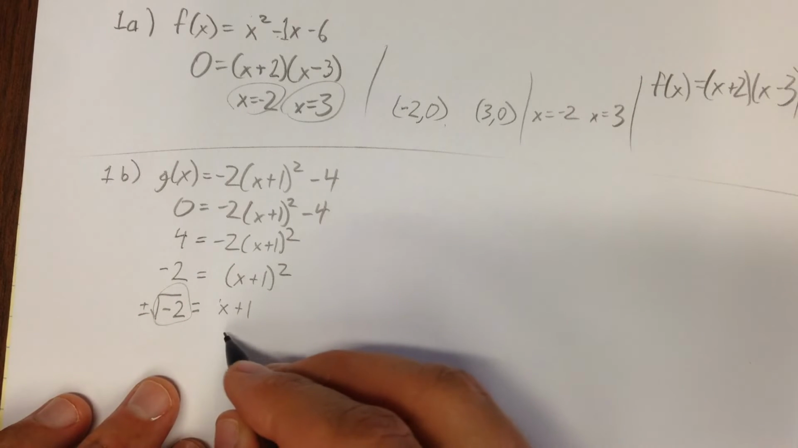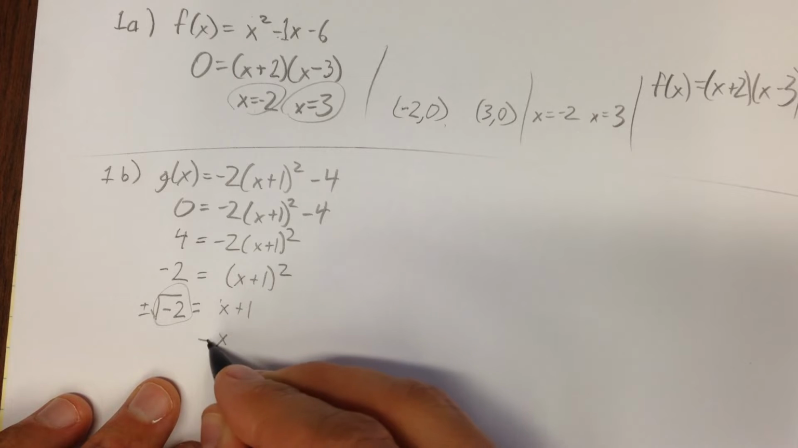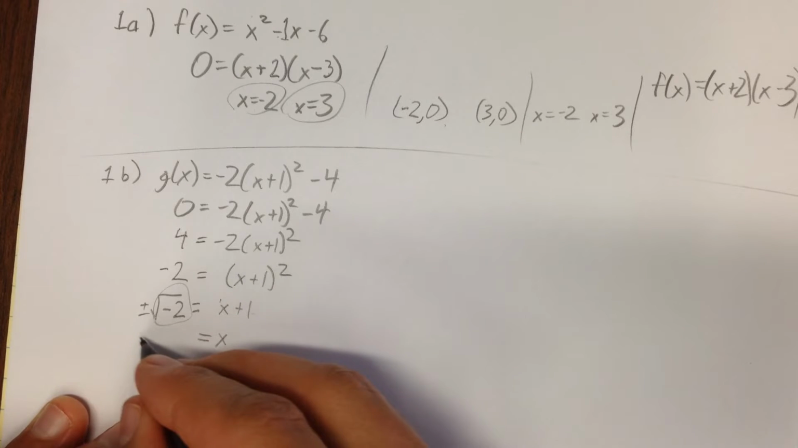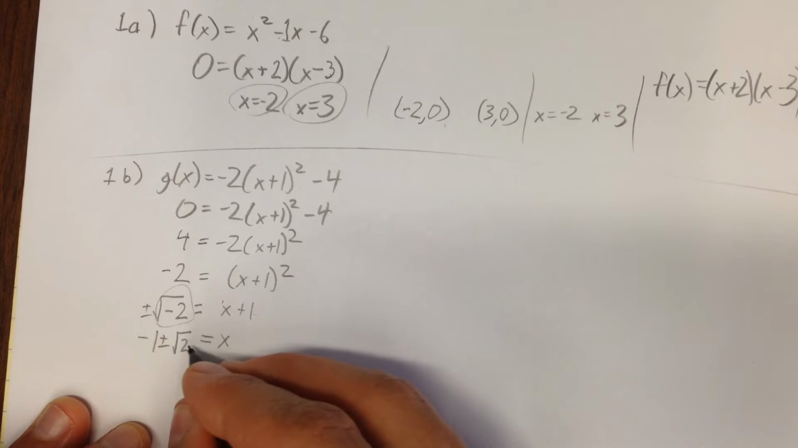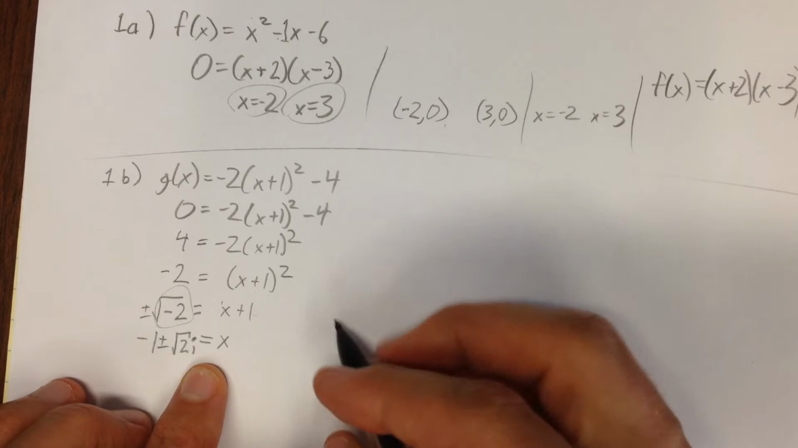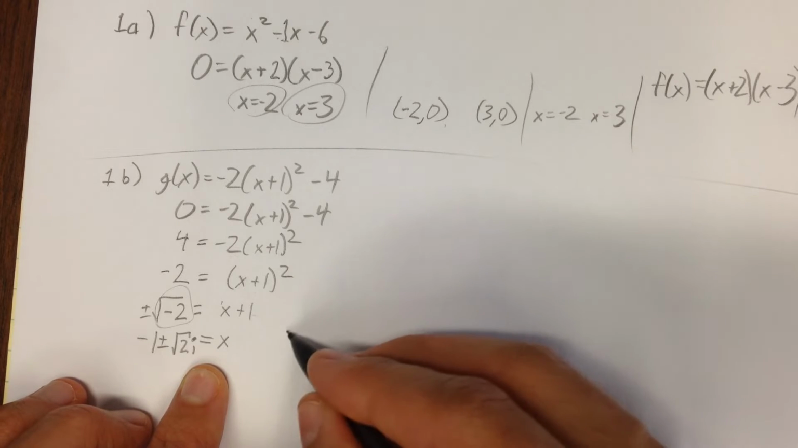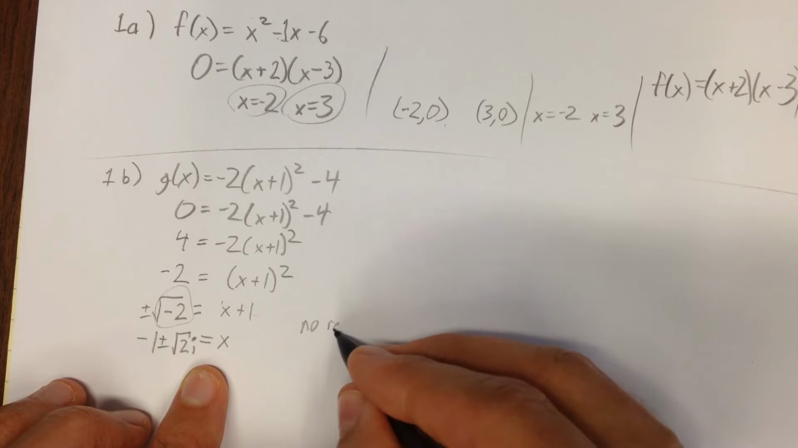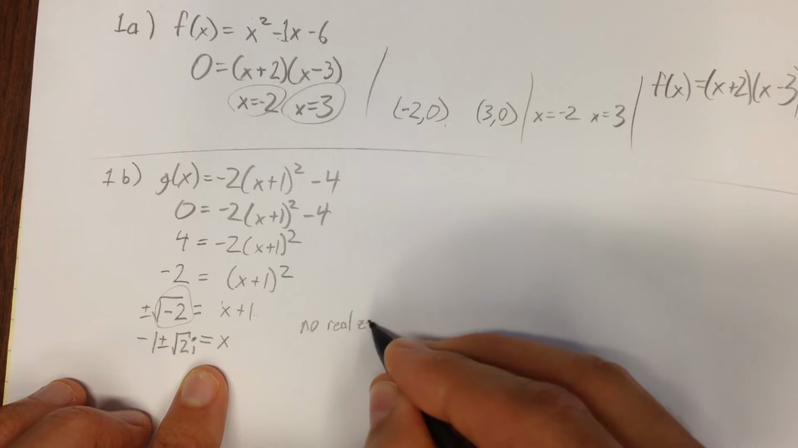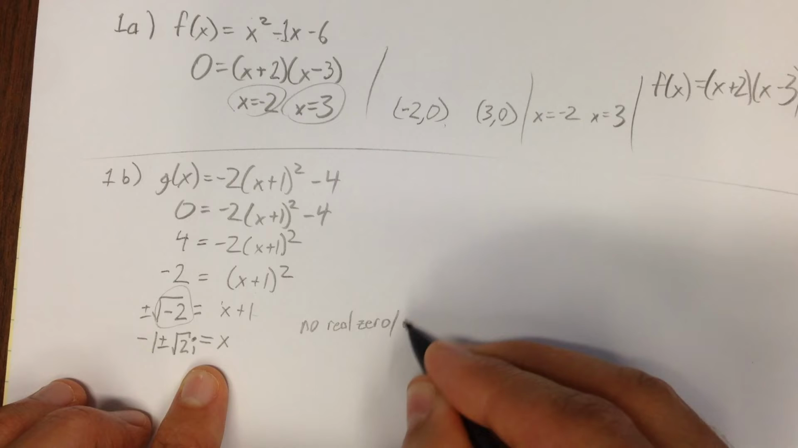If you wanted an imaginary solution, you could subtract 1, and you'd get negative 1 plus or minus the square root of 2 times i, i being the square root of negative 1. But typically when we're trying to graph that, we would say no real zeros, or no real roots.